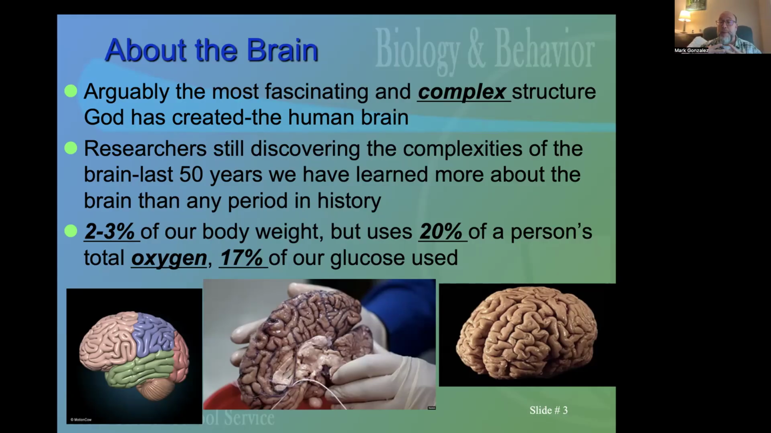But I will say, over my lifetime, at least the last 50 years, we've learned more about the brain than in any other period of history. But there's still more to learn. Here are some things we do know: 2 to 3% of the body weight is in the brain. About 20% of a person's total oxygen is taken up by the brain. 70% of our glucose is used by the brain.